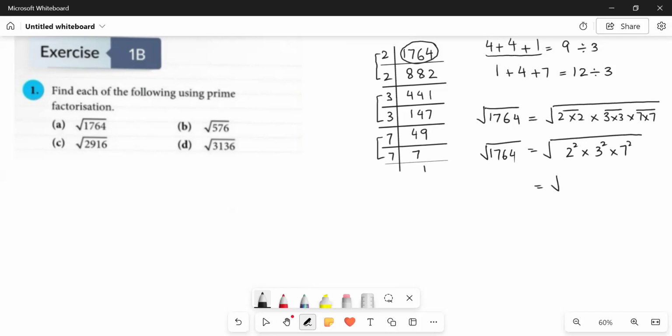ठीक है, अब जब आपके पास all the powers are same, you can write it down like this: 2 into 3 into 7 whole square. Then this whole square will be cut with this square and you will find the square root of 1764. What would it be? 2 3s are 6, 6 7s are 42. It means that 1764 is the perfect square of 42. 42 is the root of 1764 and 1764 is the square of 42. This is how you have to find out the square roots.